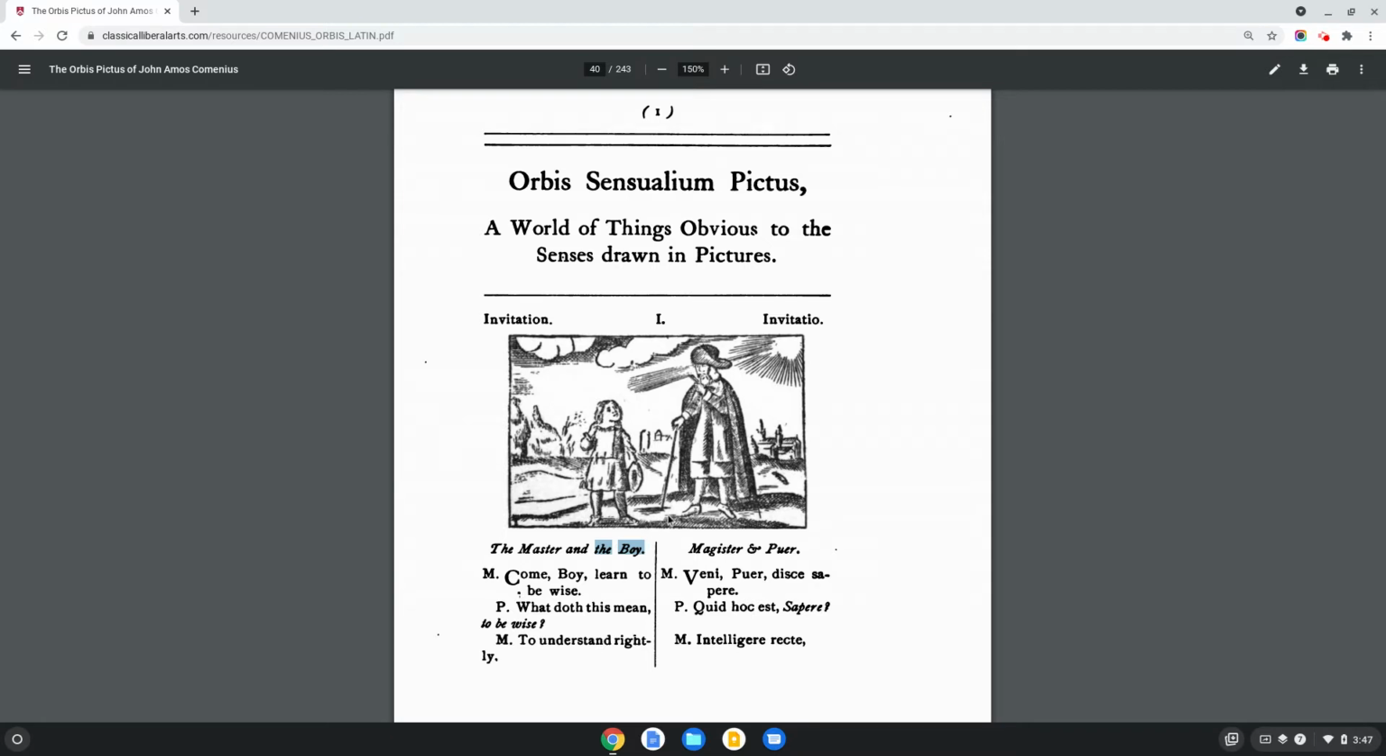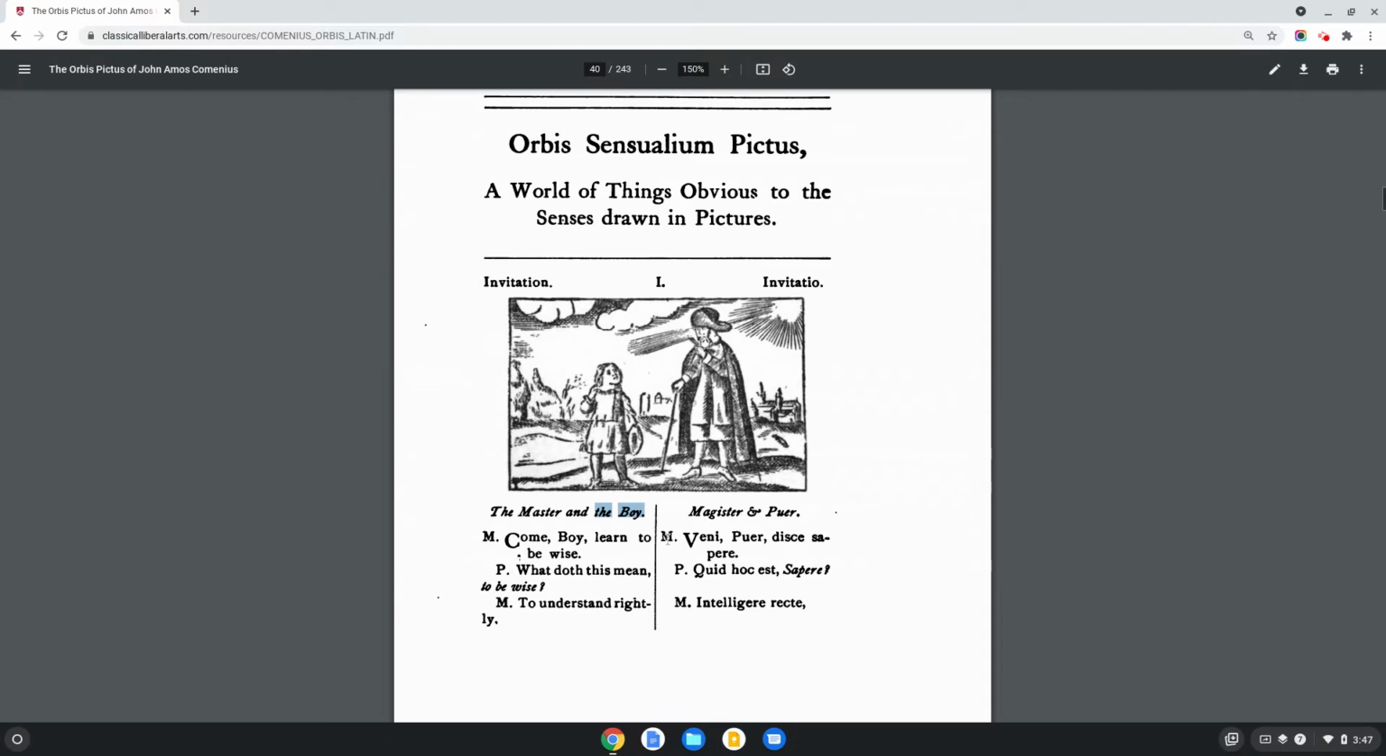We have a discussion or dialogue between the magister and the puer. You can see over here that the first line begins with an M, that stands for magister, and the second line begins with a P, that stands for puer. So these are the lines of the magister and the puer having a discussion, speaking back and forth to one another. On the right side, we have the Latin, and on the left side, we have the English.